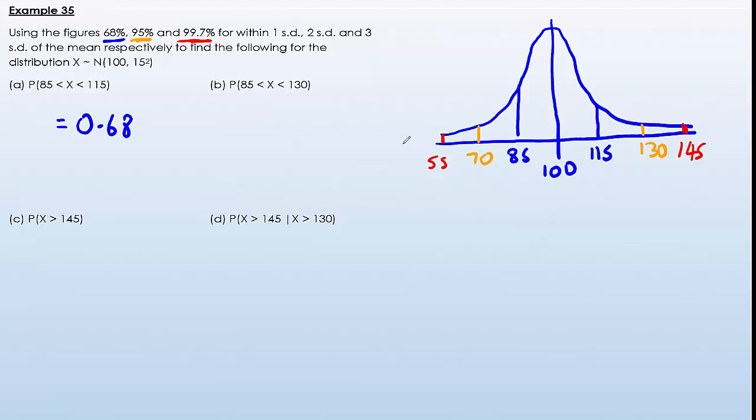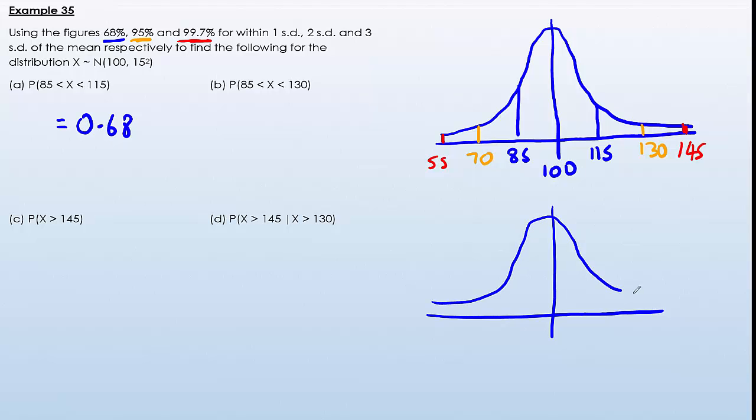So now in part B we want to go between 85 and 130. So if we think about that, because this is symmetrical, 85 up to the middle will be a half of 68. So that would be 34%. And then if we go from the middle out to 130, that must be a half of 95.